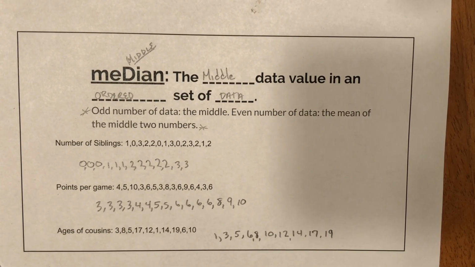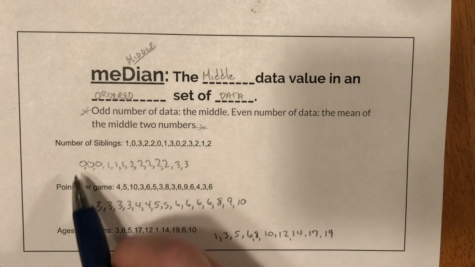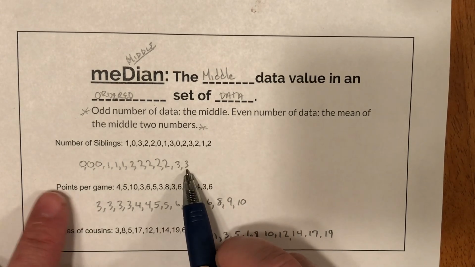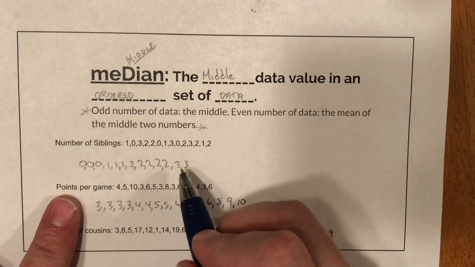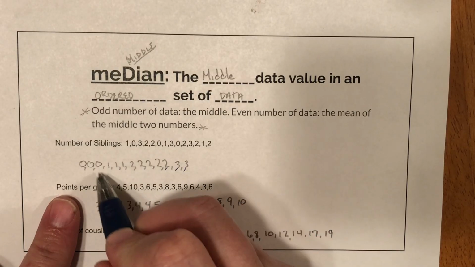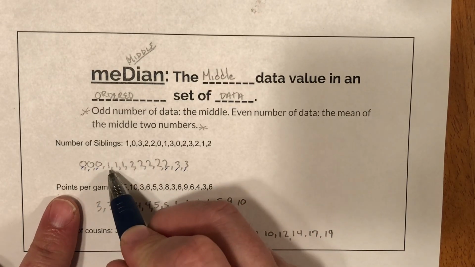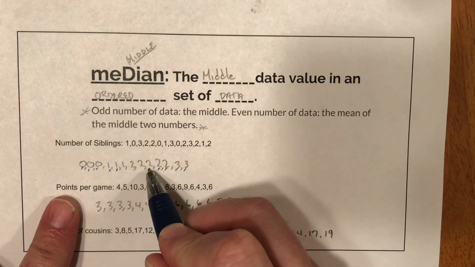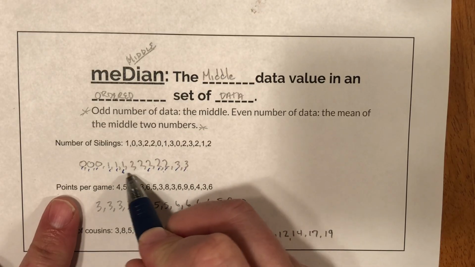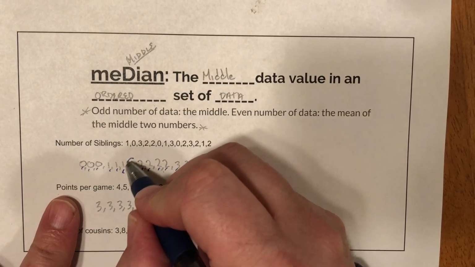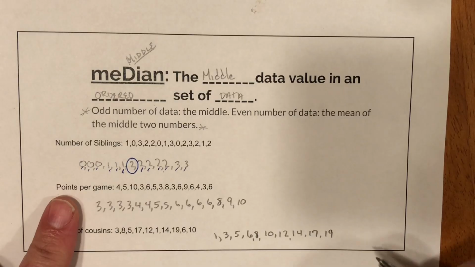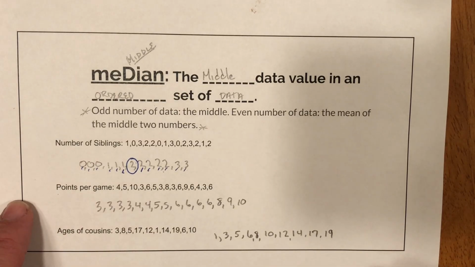Okay, so for instance, let's start with the number of siblings. We're going to take the middle data value. So starting from the outside of our ordered set of data, we come in the same amount. 1, 2, 3, 1, 2, 3, 2, 1, 2, 1, 1. That 2 right there is in the middle. That is the median of our set of data.